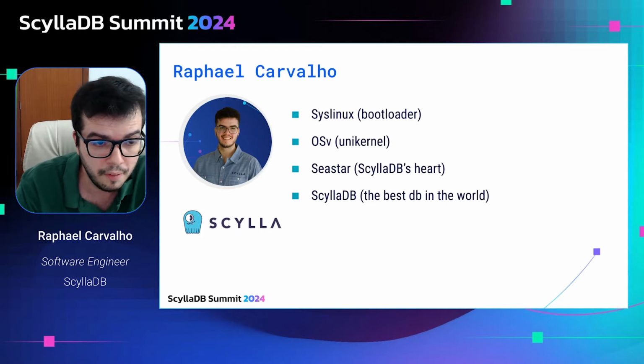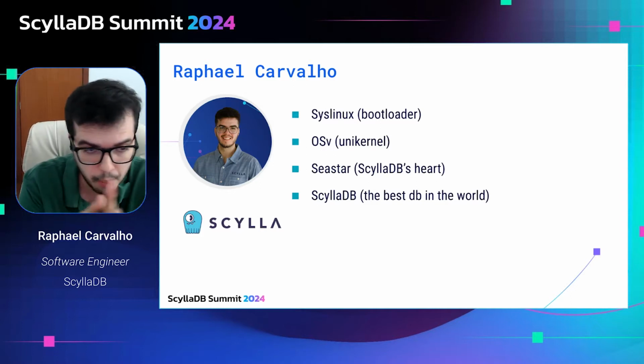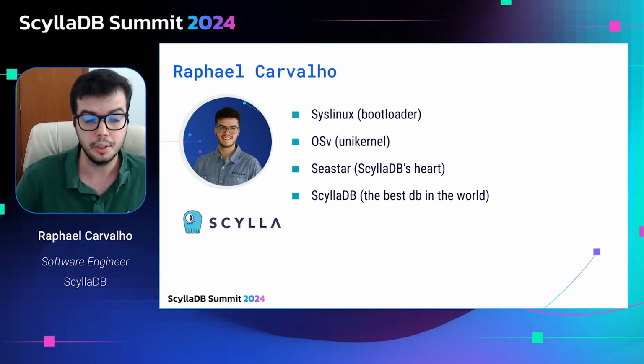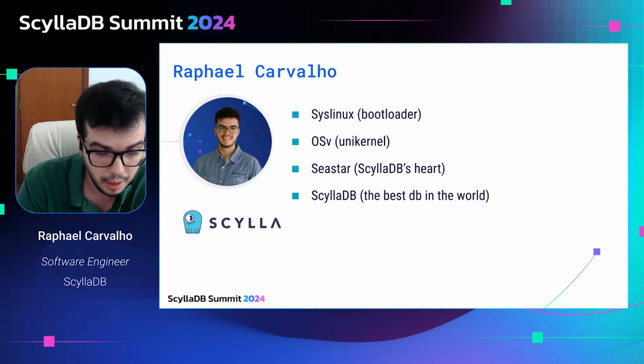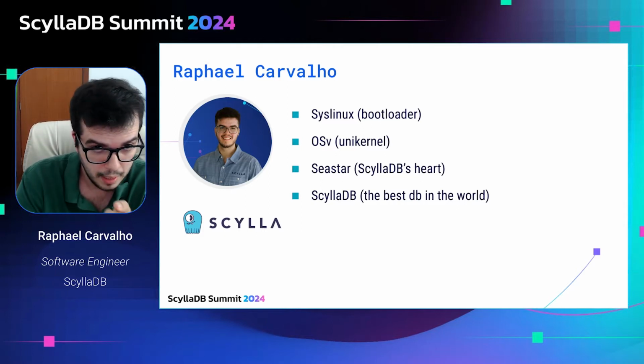I am Rafael Carvalho, and I worked on a couple of nice projects in my life. One of them was SysLinux and also OSv, which is a unikernel for the cloud, Cassandra, which is the heart of ScyllaDB, and ScyllaDB, which is the best database in the world.